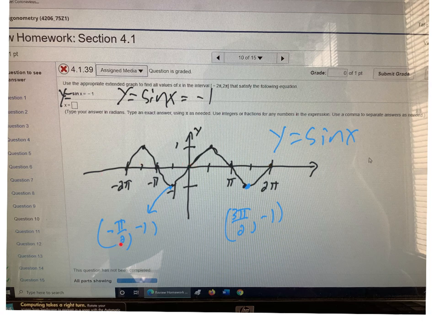So the answer is negative pi halves and 3 pi halves, and I'm just pulling that straight off the graph. And so, the answers are right here that they're looking for, that they want you to type in here, separate them by a comma, give them in exact form.